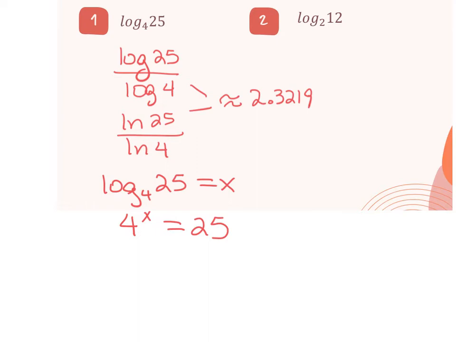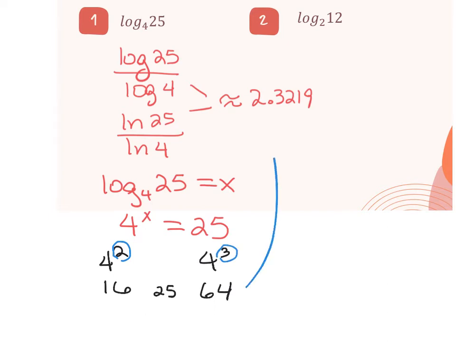Now, just to see if our answer makes sense, if you think about it, 4 squared is 16, and 4 cubed is 64. 25 falls in between here, so it's going to be a number between 2 and 3, and notice the answer I got was 2.3. So it makes sense. I think I hit the right buttons because I got a number that makes sense. So this is a way, if you weren't sure, to check if you typed it into your calculator appropriately.